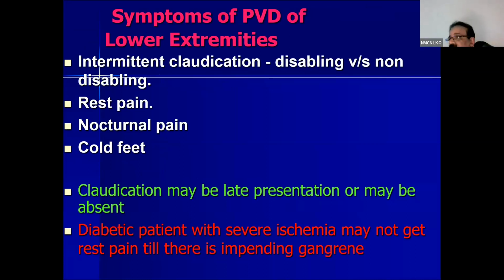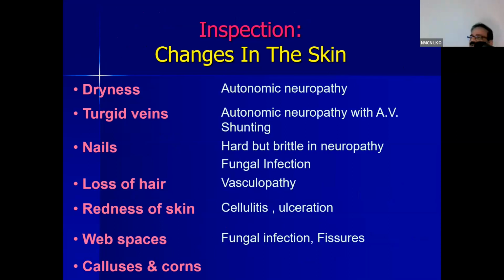But you should remember one thing: if the diabetic has peripheral neuropathy, then because of neuropathy he might not be able to perceive the pain. So even up to the impending gangrene stage, he may say, no, doctor, I have no problem. So claudication and pain while walking or rest pain are not mandatory if the patient has neuropathy as well as peripheral vasculopathy simultaneously. Now, as you have studied in medical days, there is inspection, palpation, percussion, auscultation.